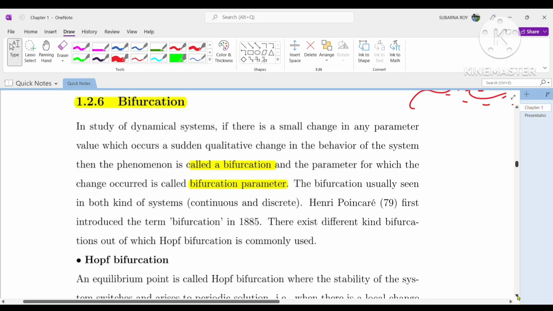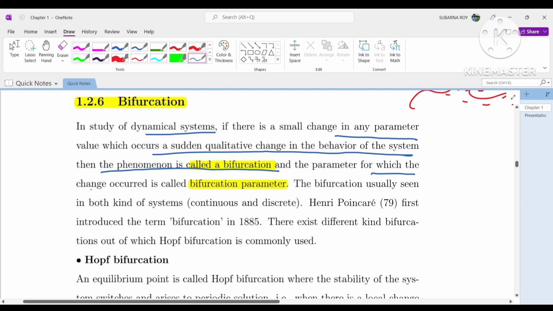We will discuss bifurcation. So, in the study of dynamical systems, if a small change in any parameter value causes a sudden qualitative change in the behavior of the system, then the phenomenon is called a bifurcation, and the parameter for which the change occurred is called the bifurcation parameter.